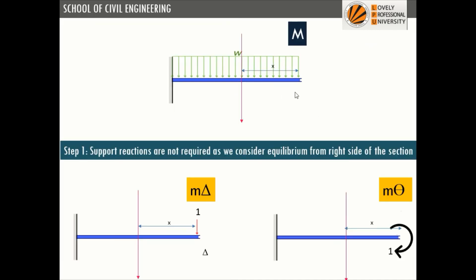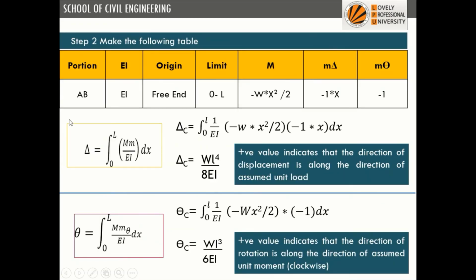So again we have to use the two structures, that is the real structure and the virtual structure. Then we have to create two virtual systems also. The first virtual system is for deflection. As you can see, we have placed a unit load at the point where deflection is required. The second virtual system we'll use for calculating slope, because we have put a unit moment at the point where slope is required. So we'll put all the values in this table.